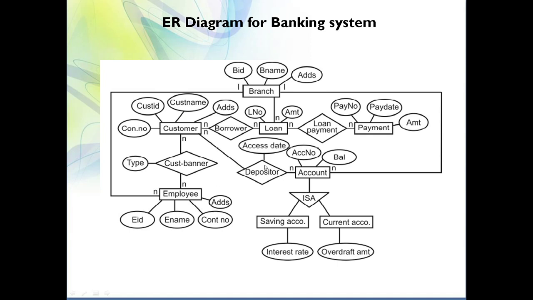For this depositor, we have one additional attribute called access date, that is, on which particular date that customer has added an amount to your account. Then between loan and payment: suppose a customer has taken a loan, then for that loan the customer has to pay EMI. We have already discussed this. So between loan and payment there exists a relationship. In the case of the payment entity, we have payment number, payment date and amount.